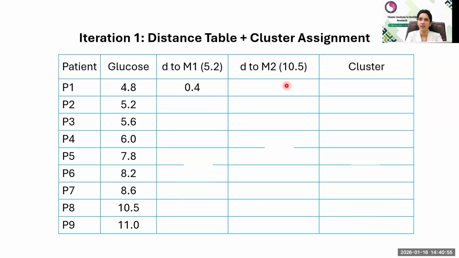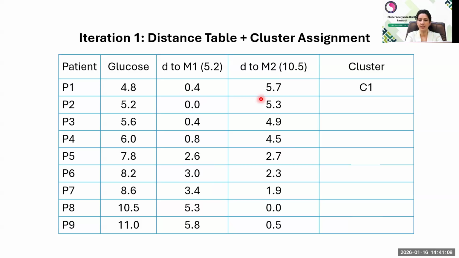10.5 minus 4.8, 5.7. Similarly, you calculate the distance of 5.2 with 5.2, which will be 0. And then again, similarly, you calculate the distance. Once you calculate the distance, you have to see which is the lowest, the minimal distance. The minimal distance between 0.4 and 5.7 is 0.4. So this patient will go in cluster 1. That's why I've written cluster 1.